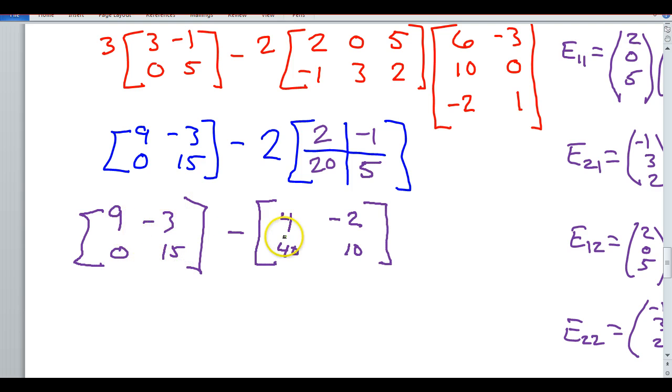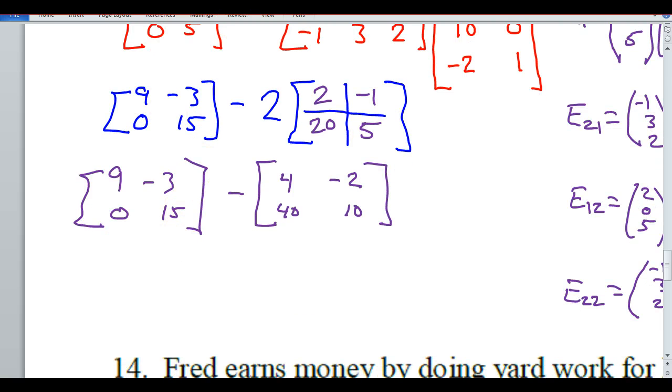So I have this matrix minus this matrix. So when it comes to subtracting, I subtract the corresponding elements. So 9 minus 4, that's 5. -3 minus -2 is the same thing as -3 plus 2, all right? Minus a negative is addition, so that's going to be -1. 0 minus 40 is -40. And 15 minus 10 is 5.